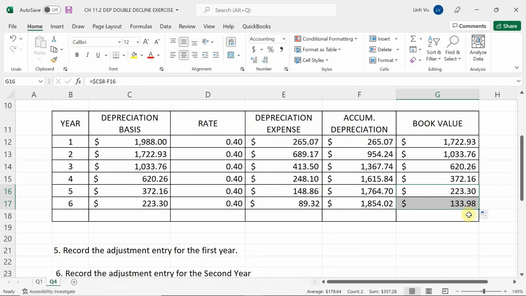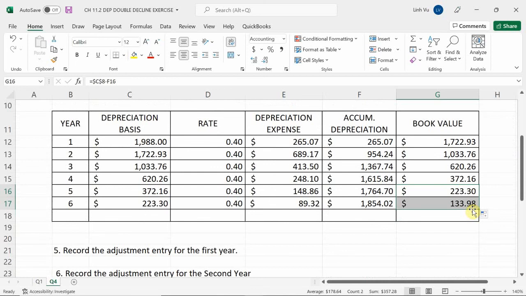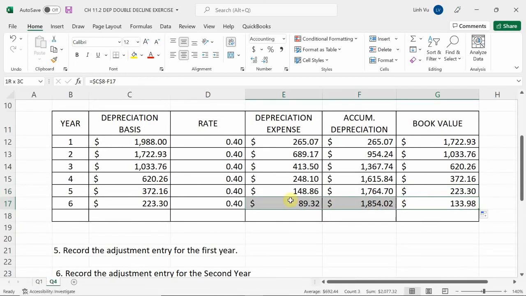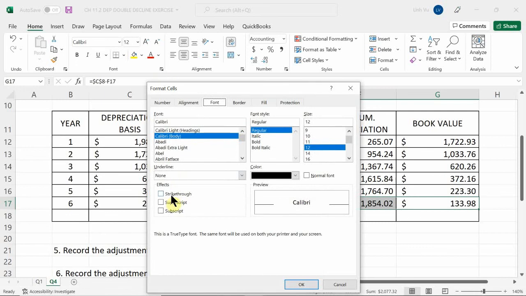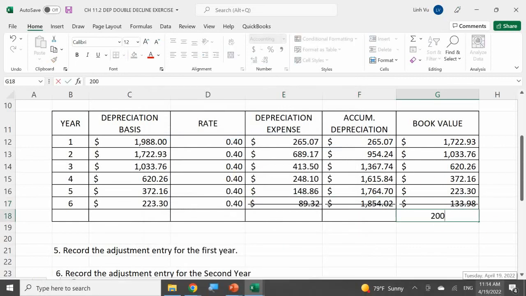No, we can't because my salvage value is $200 and this is lower than $200. So now I need to work backwards because that means these numbers are not correct. We can't use these numbers. So let's work backwards now. Okay? Because in this case, my salvage value must be $200. If my salvage value is $200, what is my accumulated depreciation then?